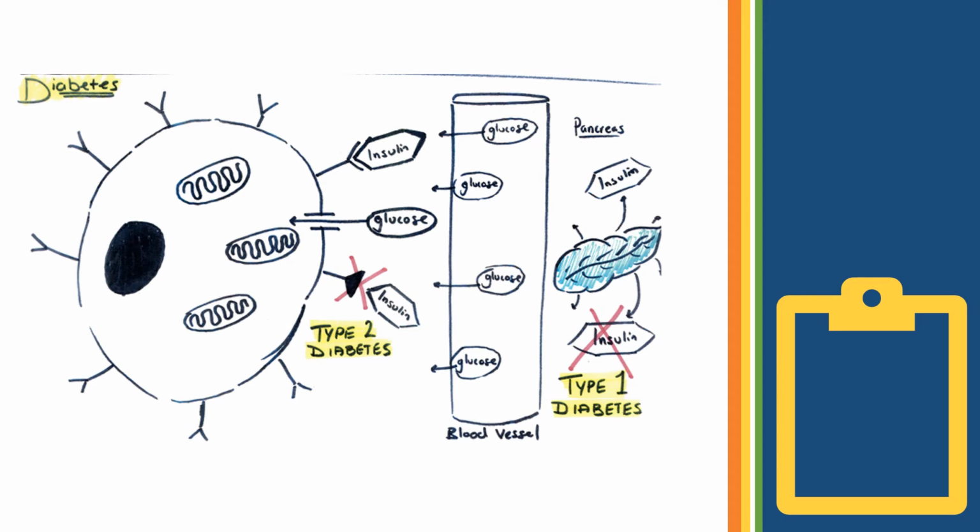Type 2 diabetes is when the receptors on the cells do not work. Therefore, the cell does not respond to the insulin and does not absorb the glucose. This means that type 2 diabetes cannot be treated with drugs. It can only be treated by exercise or changing your lifestyle.